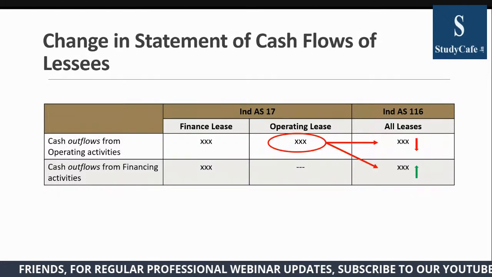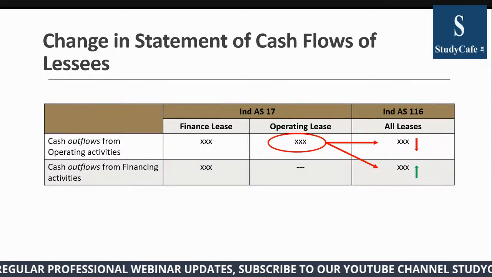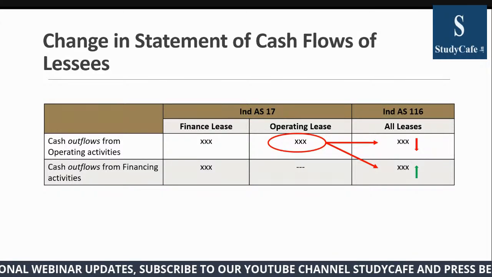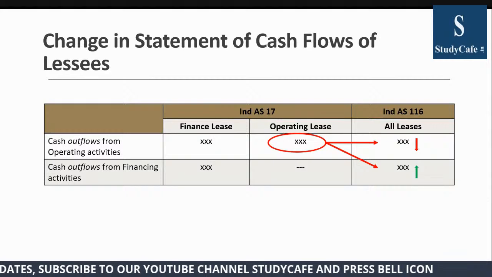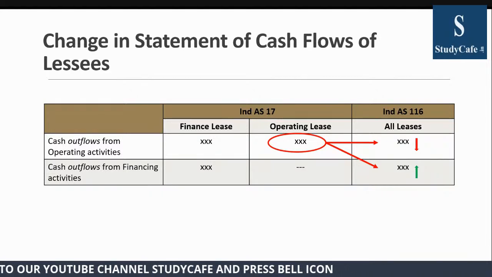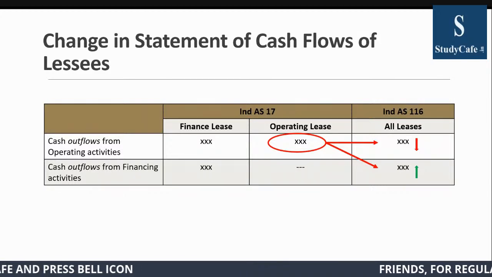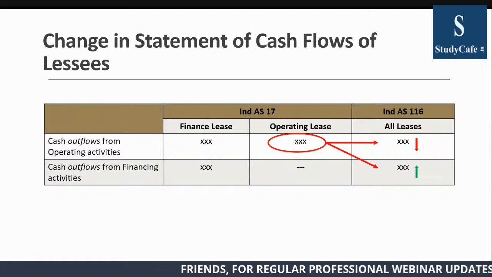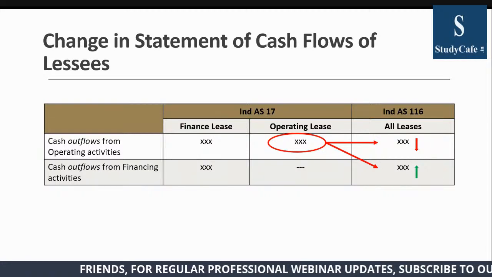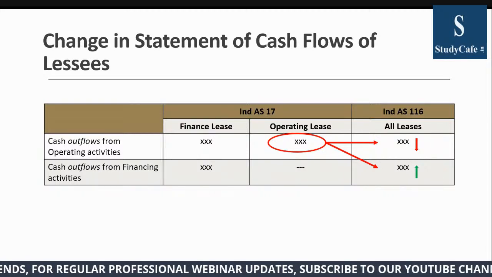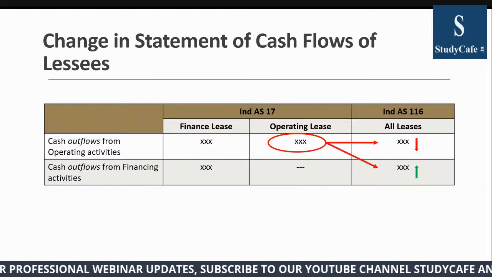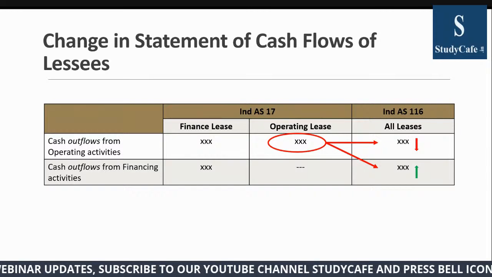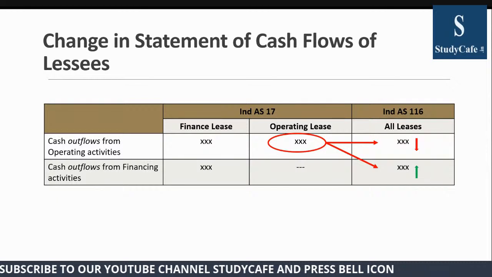I hope we are able to understand the transition from Ind AS 17 to Ind AS 116. Let me know if you have any queries. Otherwise, we will move on. I request everyone to please take part and make this session interactive so that even I know that you are able to understand this.